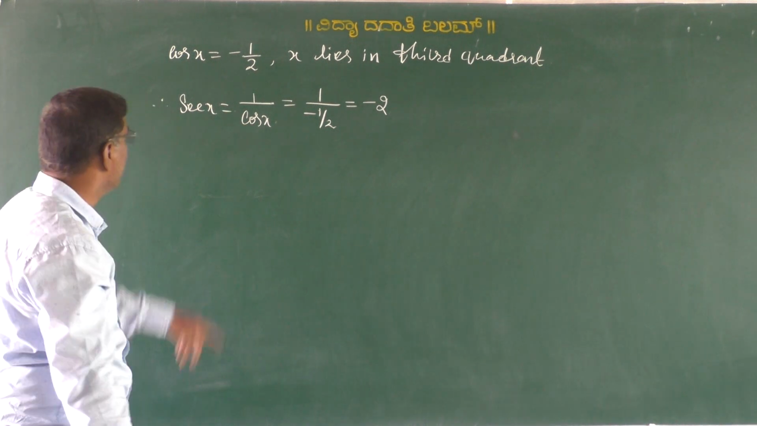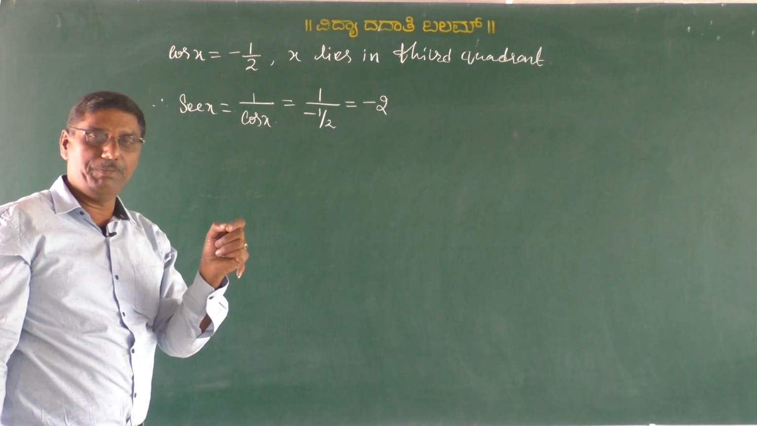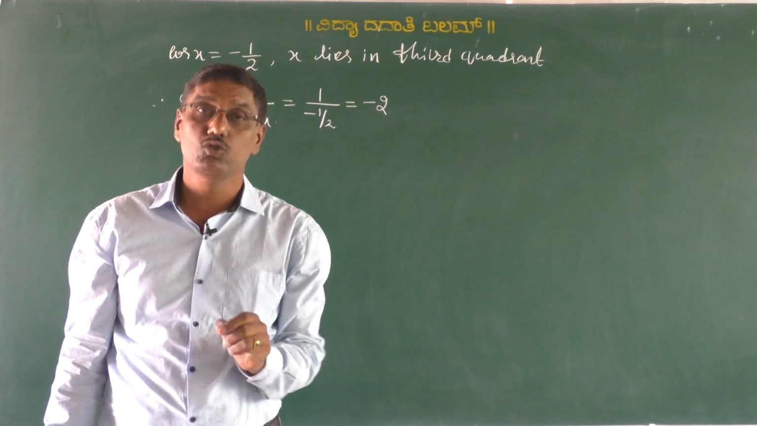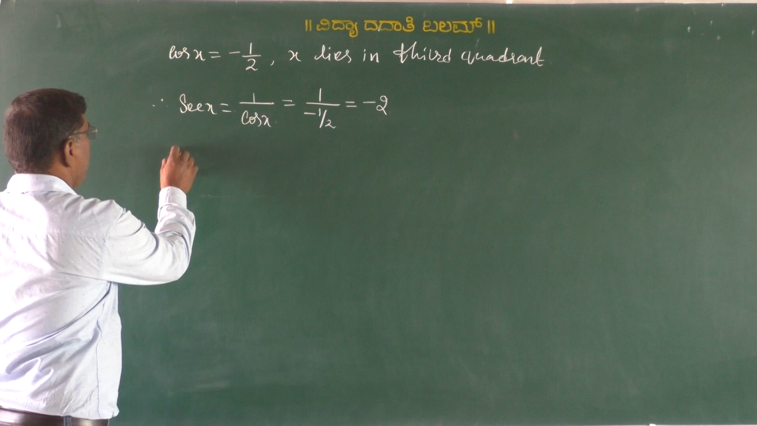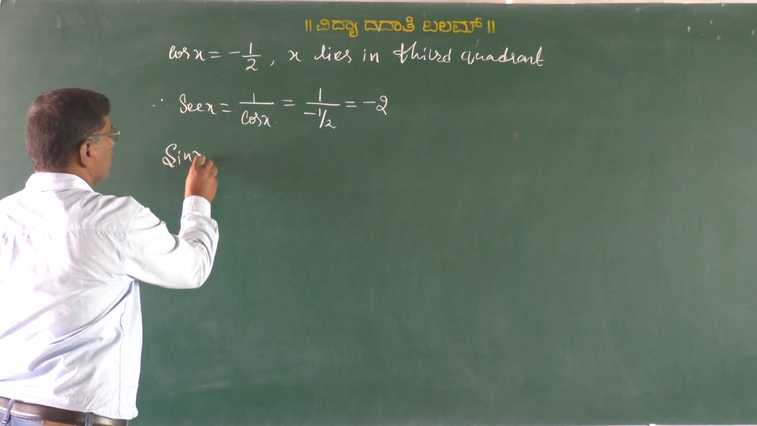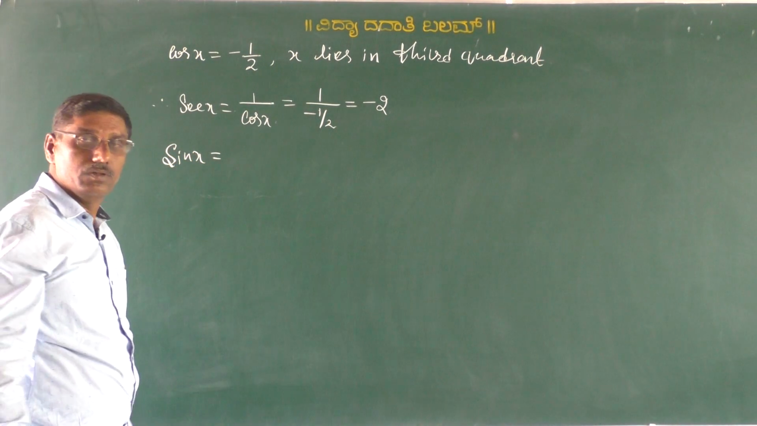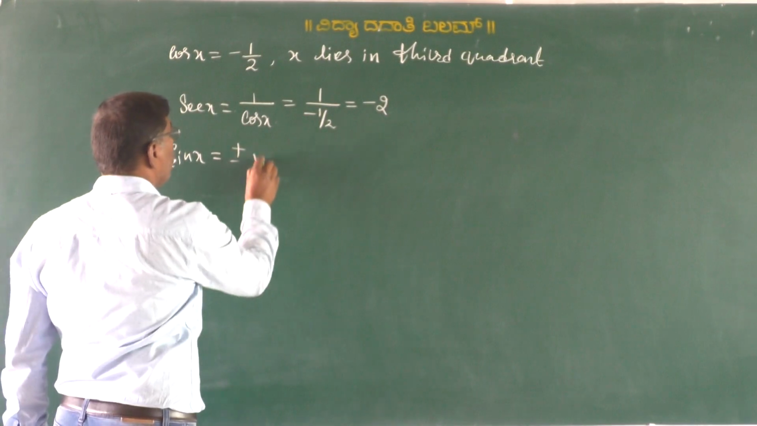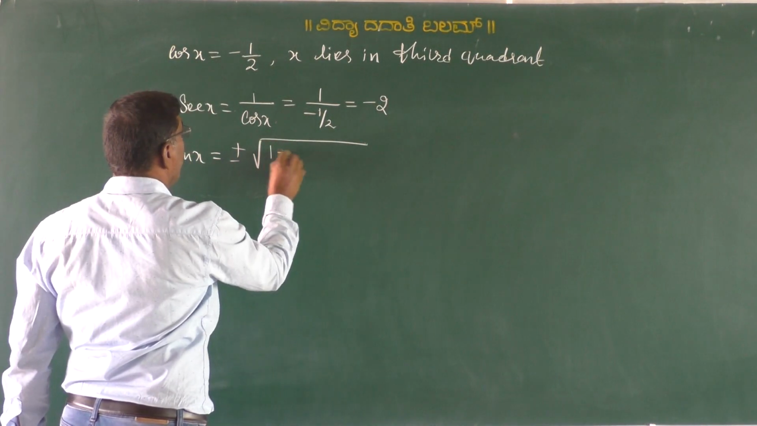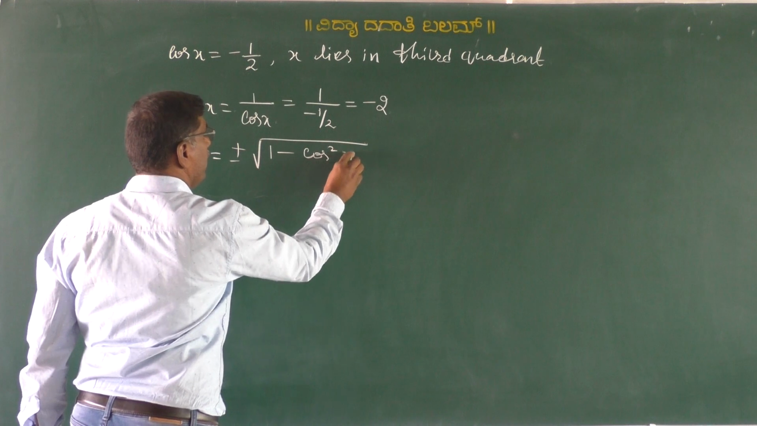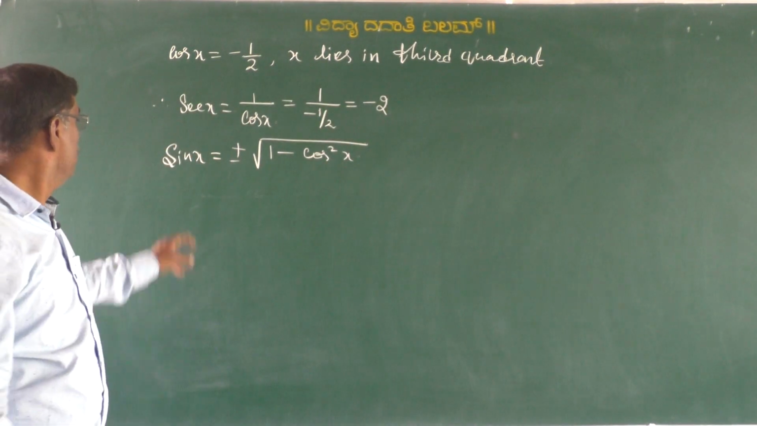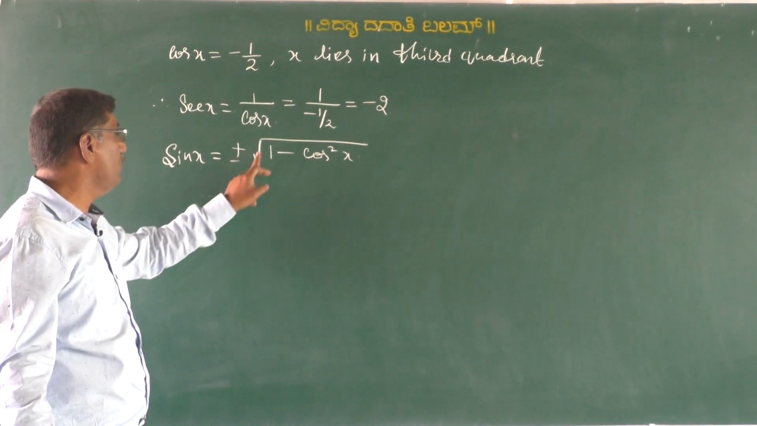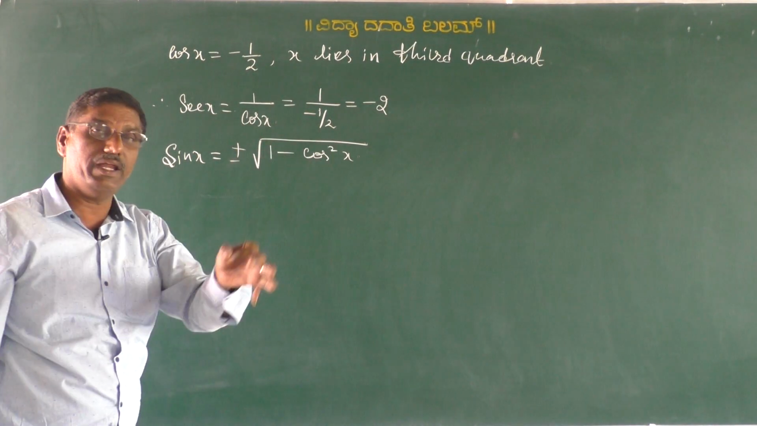How, sir? See here. There is a relationship between cos and sin through an identity formula, isn't it? Sin x is equal to plus or minus root of 1 minus cos square x. Am I correct? This is one of the formulae. Sin x is equal to plus or minus root of 1 minus cos square x.